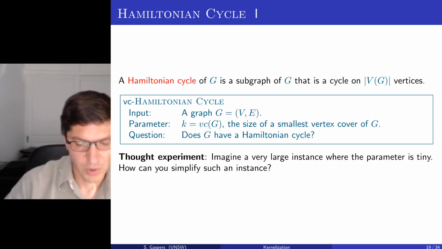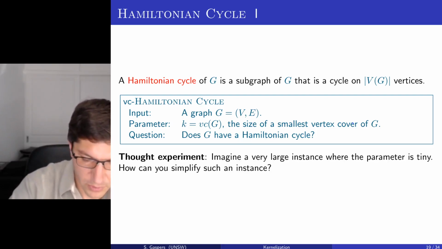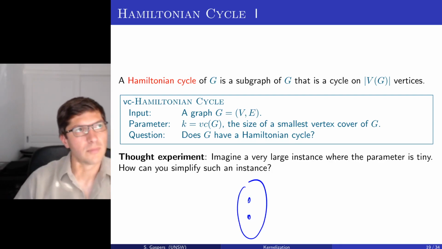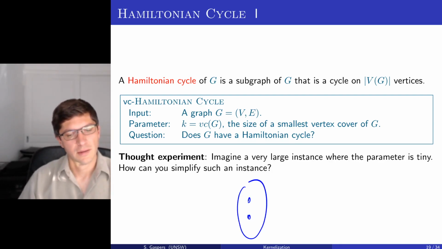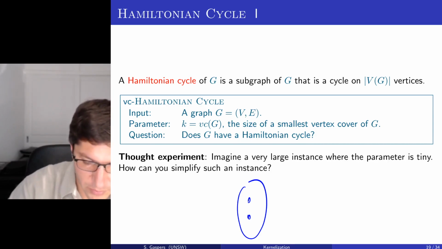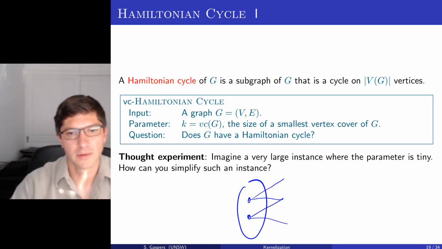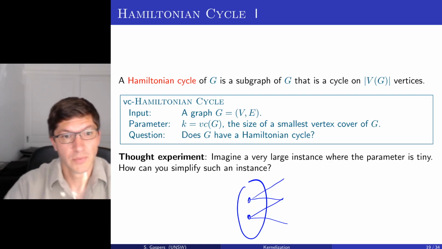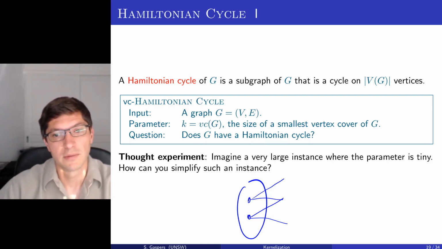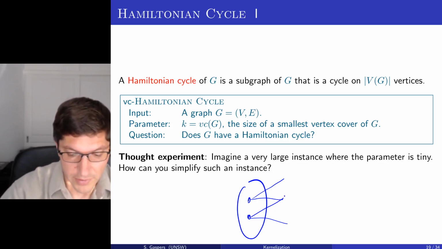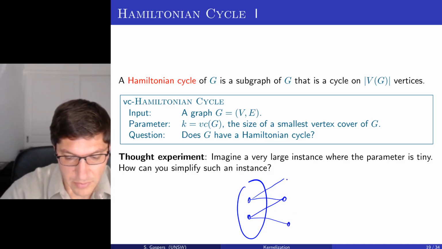So let's see. The parameter is tiny, which means we have a very small vertex cover in our graph. As an aside, we know we have a very small vertex cover, but we might not be able to compute it because vertex cover is an NP-hard problem. Our preprocessing algorithm is supposed to run in polynomial time. So this vertex cover exists somewhere, but we are not able to find it.